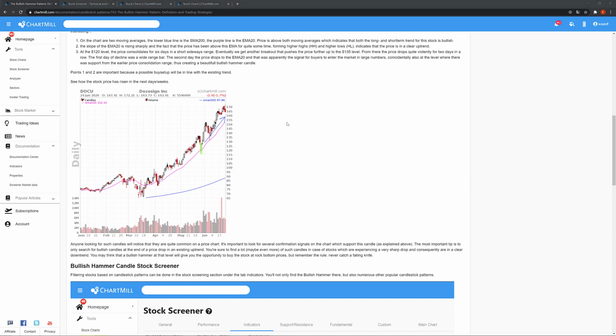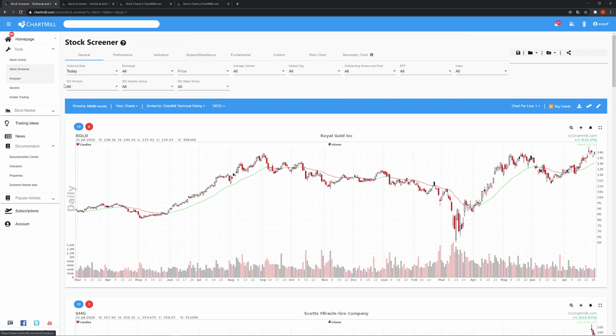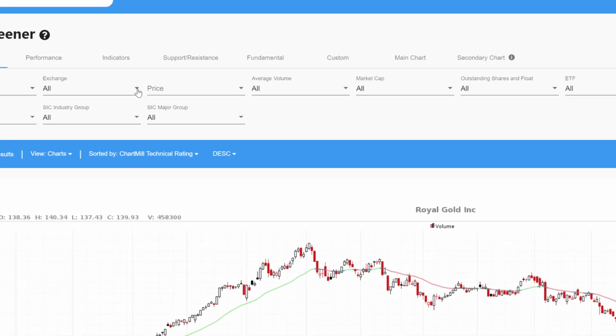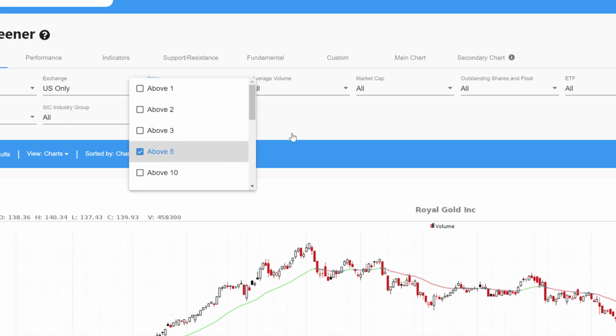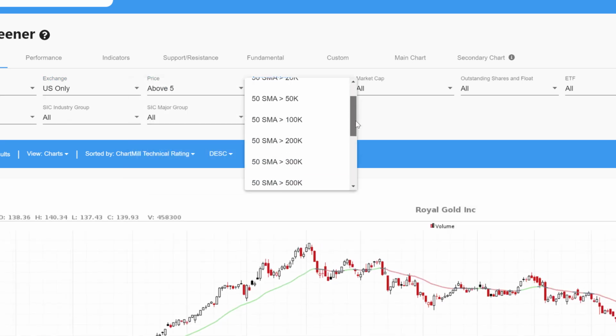We'll start with a few basic settings in our stock screener. These settings are different for everybody, but I'm mostly using these basic filters for the US market. So only US market, price minimum of $5, and an average trading volume of at least 500,000 shares.